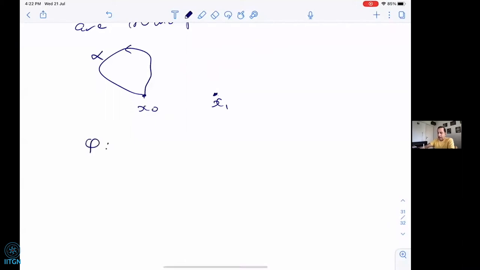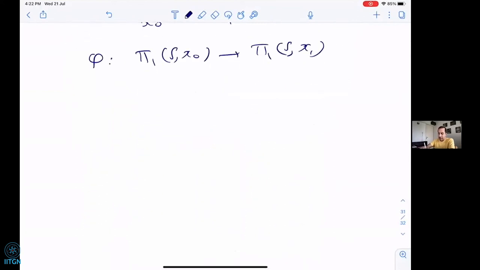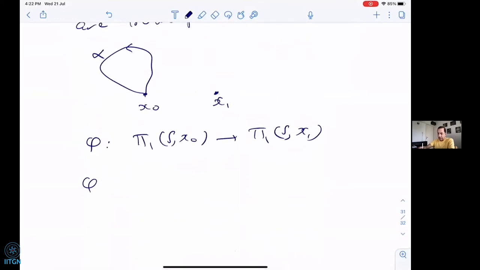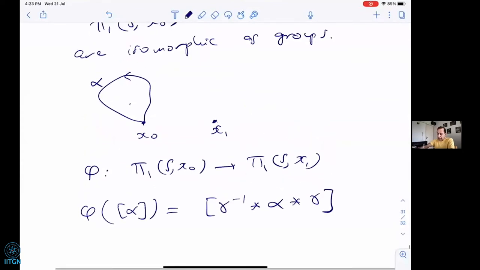I'm going to define a map phi. I have to define an isomorphism, remember, from pi1 of S and x0 to pi1 of S and x1. And if I can show that this phi is a homomorphism and is one-to-one and onto, then it's an isomorphism, and then I would have proved this theorem. So what is the map? First of all, if I start in pi1 of S and x0, and this, for example, shown here is a particular loop that represents one class in pi1, then phi of that class alpha will be defined to be the class of gamma inverse alpha gamma, where gamma is an open path like this.